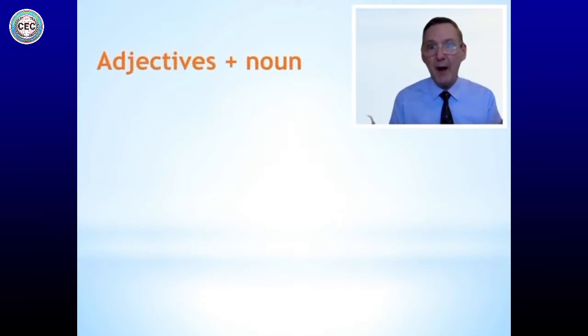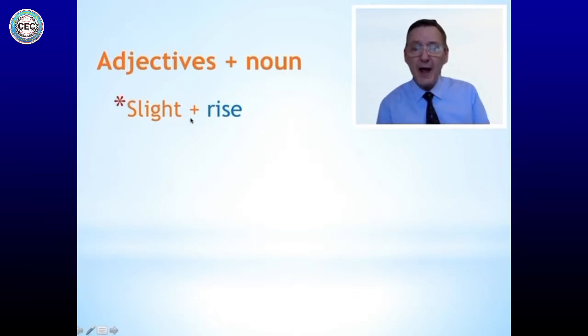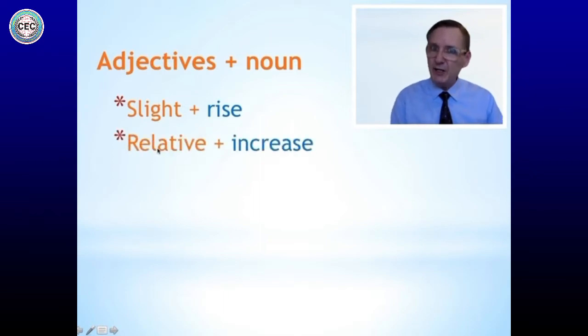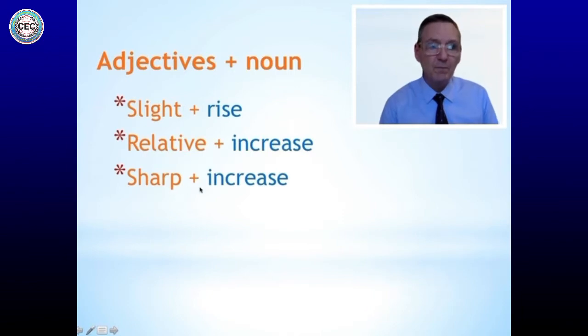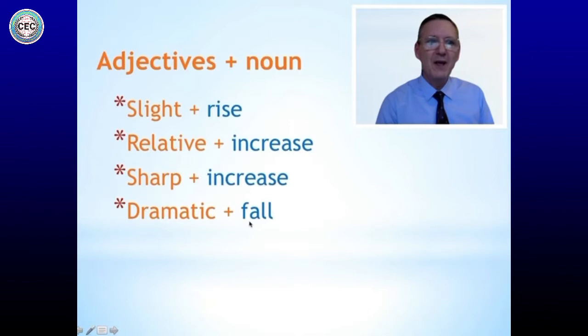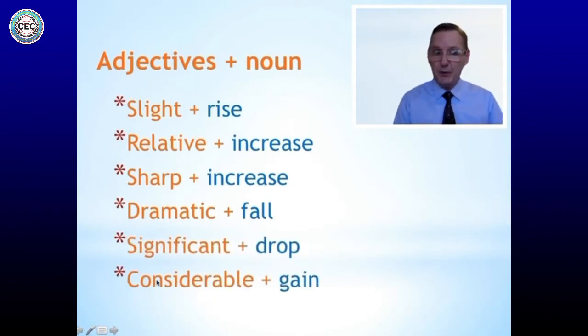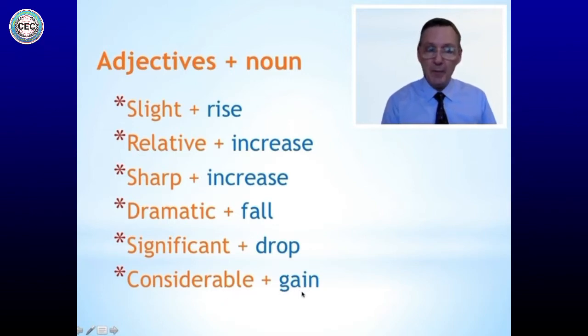So remember, it's adjective plus a noun. We need a noun. Well, let's use these. Slight rise. Slight is your adjective and rise is your noun. A relative increase. Sharp increase, that one is useful. Dramatic fall, going way down. Significant drop. And a considerable gain. Remember, your nouns are rise, increase, fall, drop, and gain. All of those are nouns.